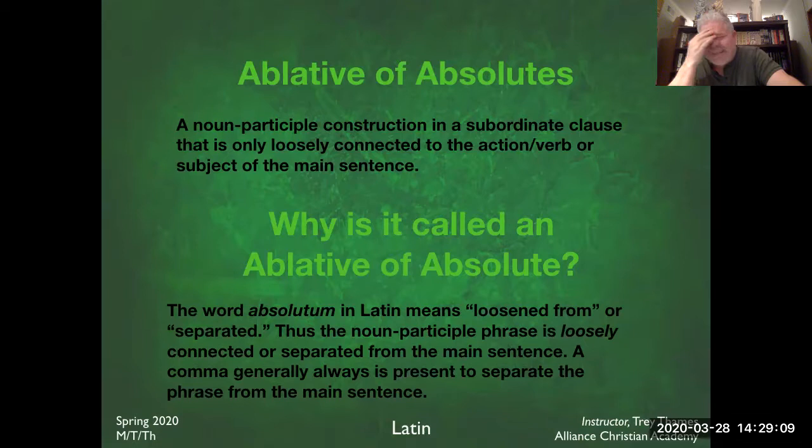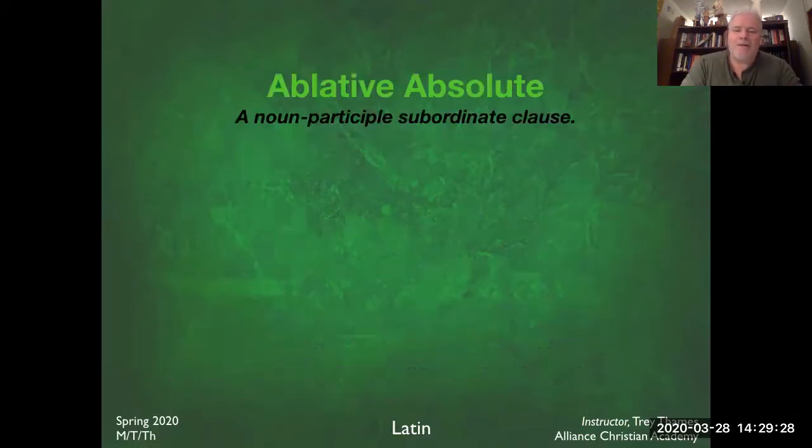Now, I know it may be a little confusing, but we'll show you an example here, and I think you'll get it. So to be clear, an ablative absolute is a noun participle construction that's in the ablative case. I think I probably should have put that in that definition. It's in the ablative case. It's in a subordinate clause, and it's loosely connected to the main sentence. So let's see what this looks like.